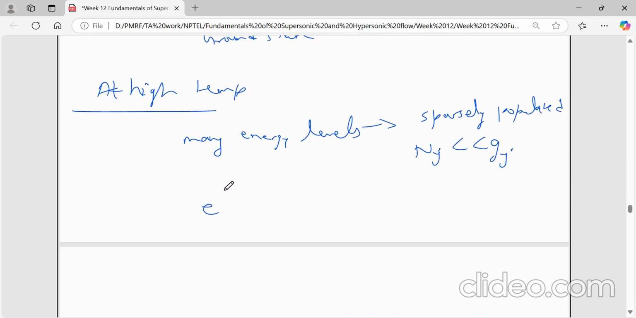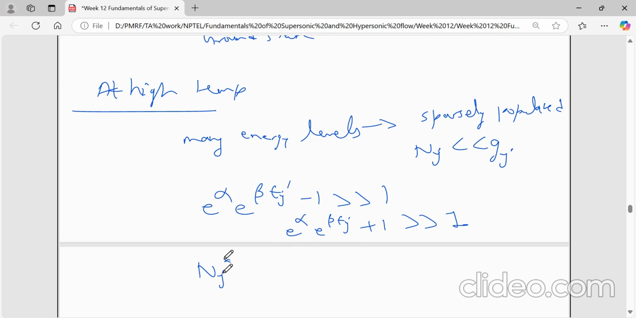e to the power alpha, e to the power beta, epsilon j, minus 1 will be a value much greater than 1, and e to the power alpha, e to the power beta, epsilon j, plus 1 will also be much greater than 1. So we can ignore this one. So the distribution will become Nj star equal to Gj e to the power minus alpha, e to the power minus beta, epsilon j, which is called the Boltzmann distribution.